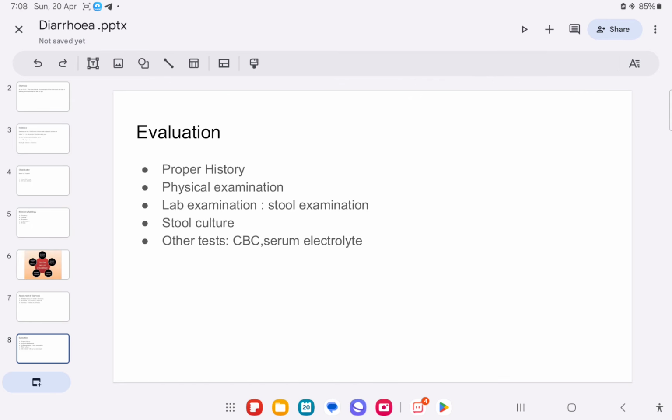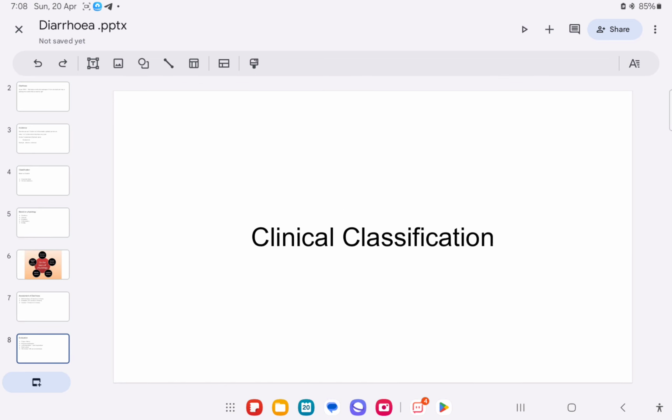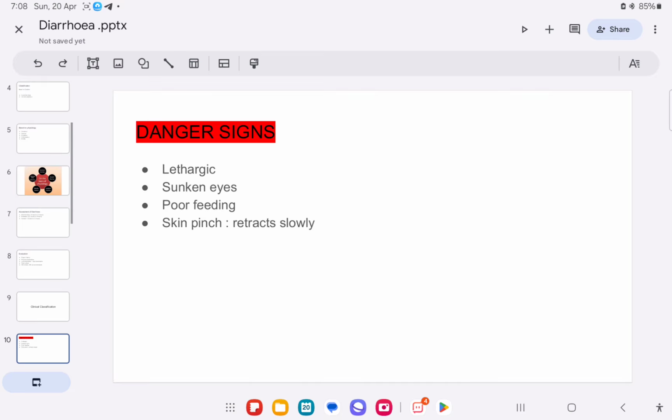Evaluation. How to evaluate a patient who is presenting to your OPD? Stepwise, the first step is proper history, the second step is physical examination, the third step is lab examination, the fourth step is stool culture, and other tests can be done. Now, clinically, how do you classify diarrhea? Clinically, diarrhea is classified based on presence or absence of danger signs. These danger signs actually define the severity of diarrhea. What are these danger signs? Lethargy, sunken eyes, poor feeding, skin pinch. Do you know how to check for skin pinch? Pinch the skin on the abdomen and check the retraction of the skin.